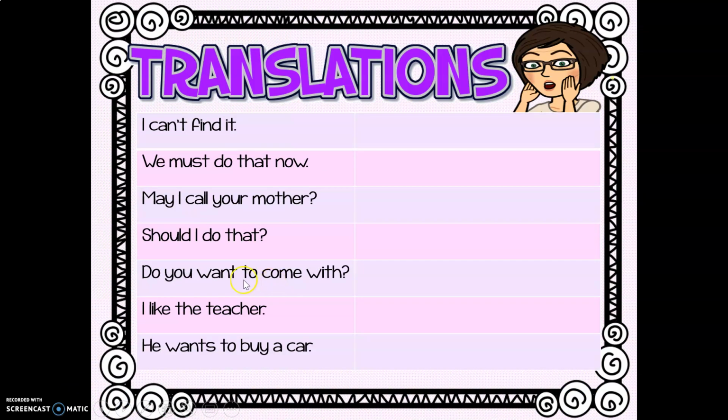All right, let's try to translate these. I can't find it. So it's going to be Ich kann es nicht finden. Make sure these verbs are where they're supposed to be. We must do that now. Wir müssen das jetzt machen. Question without a question word.